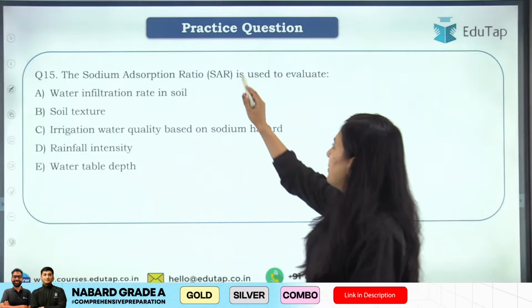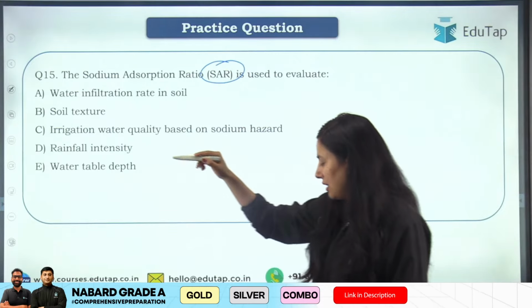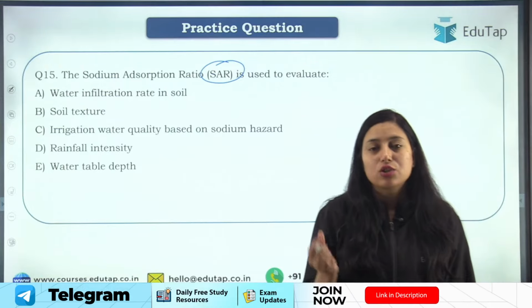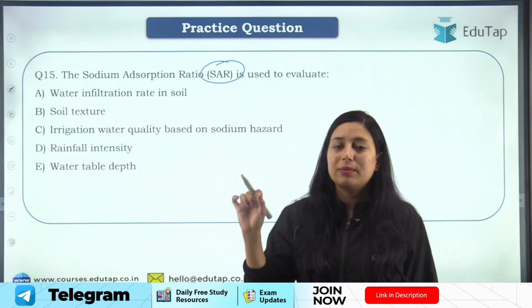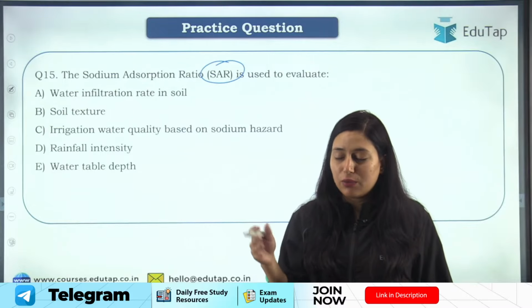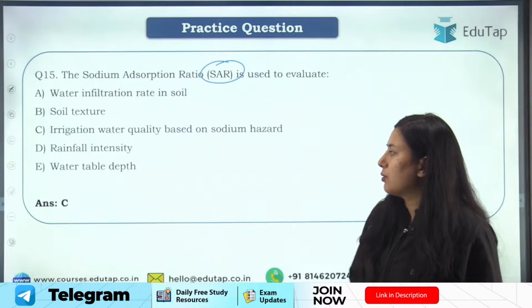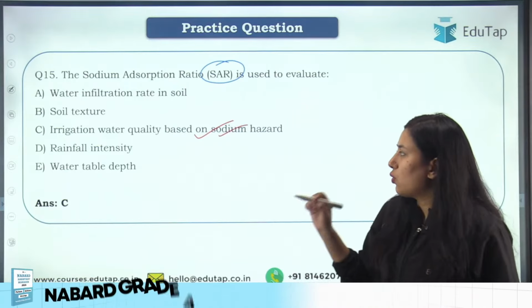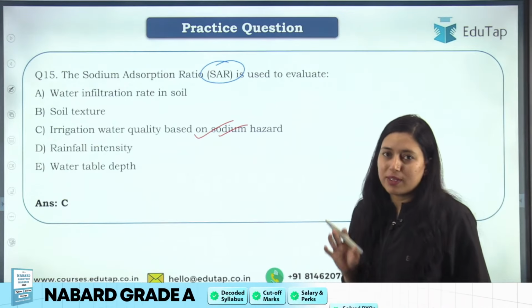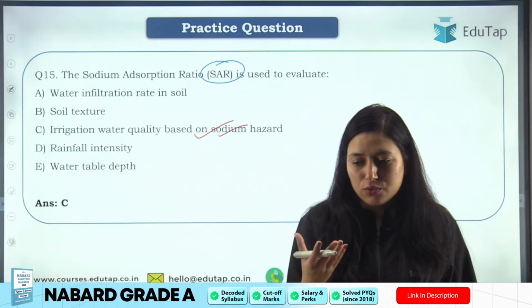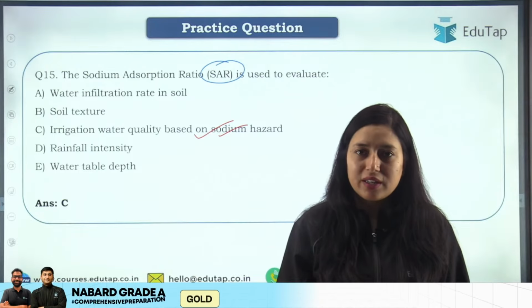So students, sodium absorption ratio is calculated. Again, I have told you sodium is not good for soil, right? So we need to check the sodium absorption ratio of our soil and our water that we are supplying to the field. Okay, so basically students, the answer will be option C, that irrigation water quality is checked based on the sodium hazard, because sodium hazard can be created if any water has more amount of sodium in it, right.